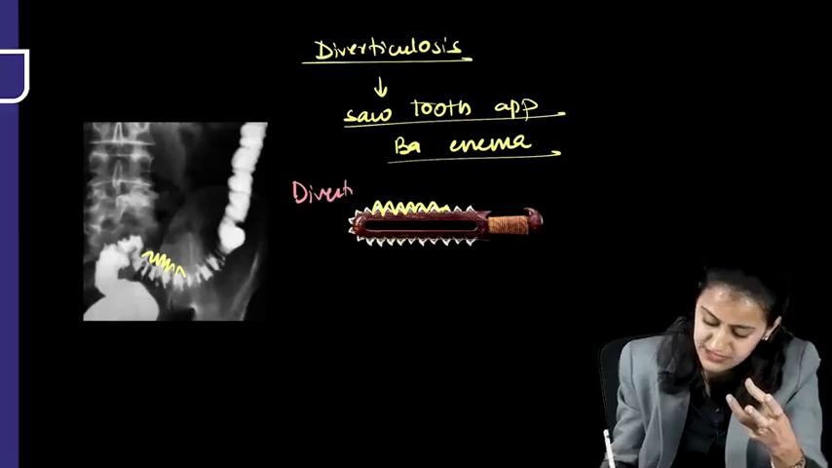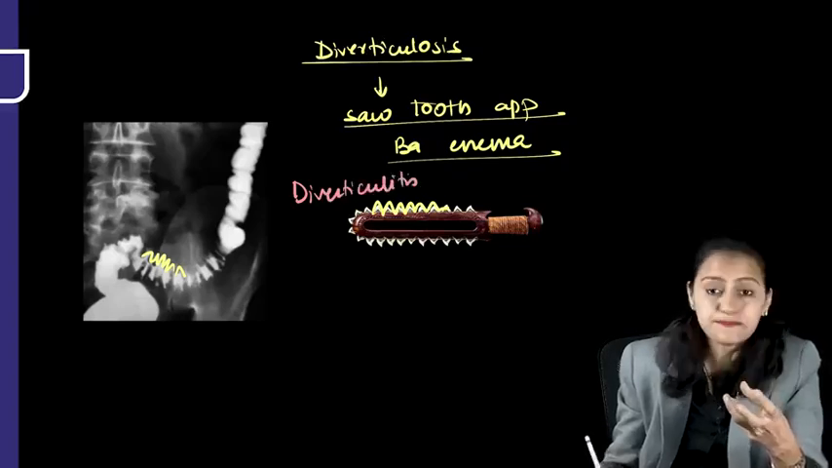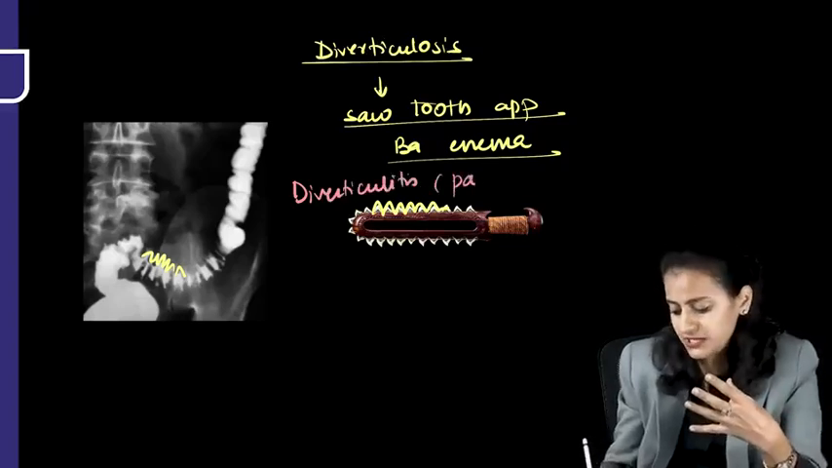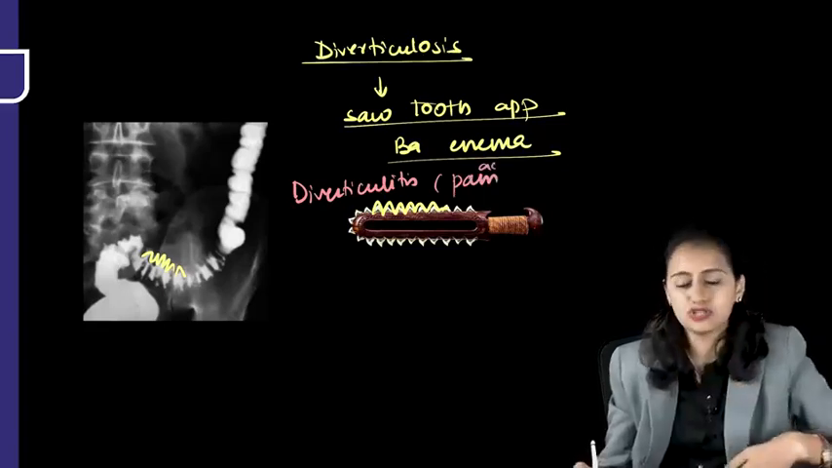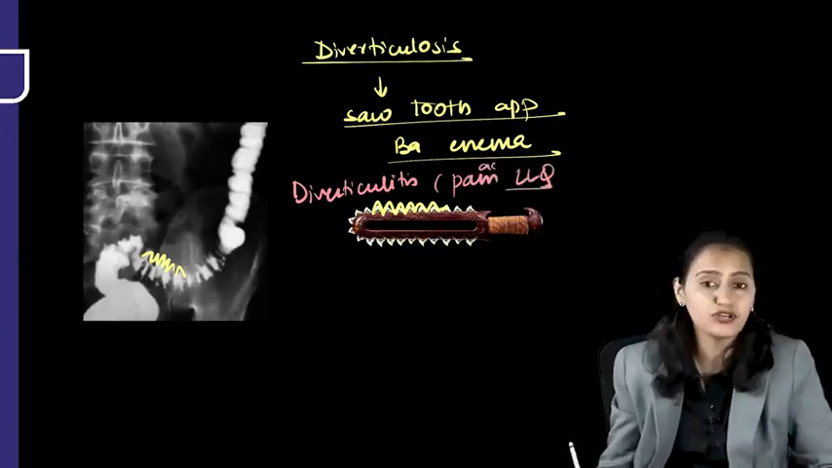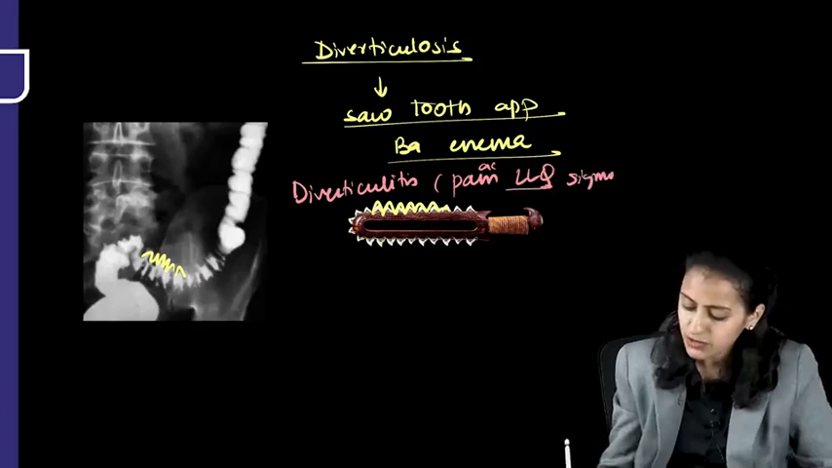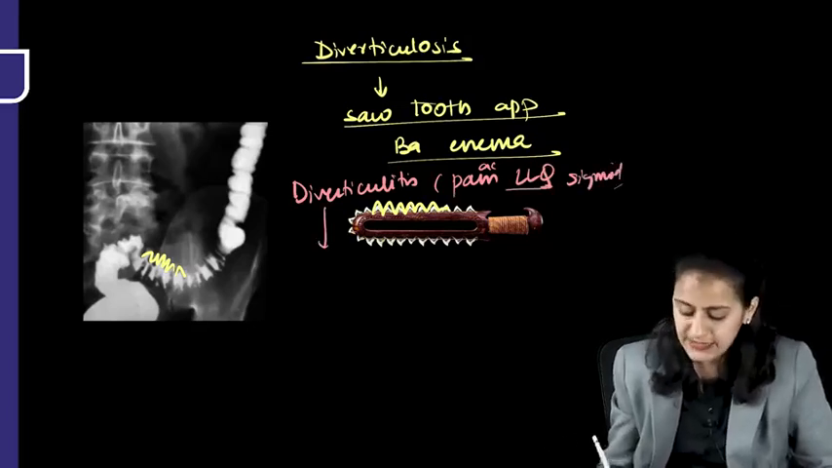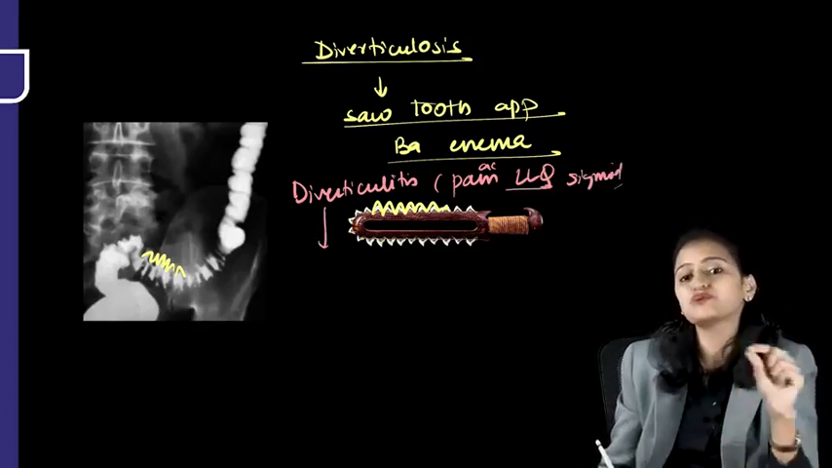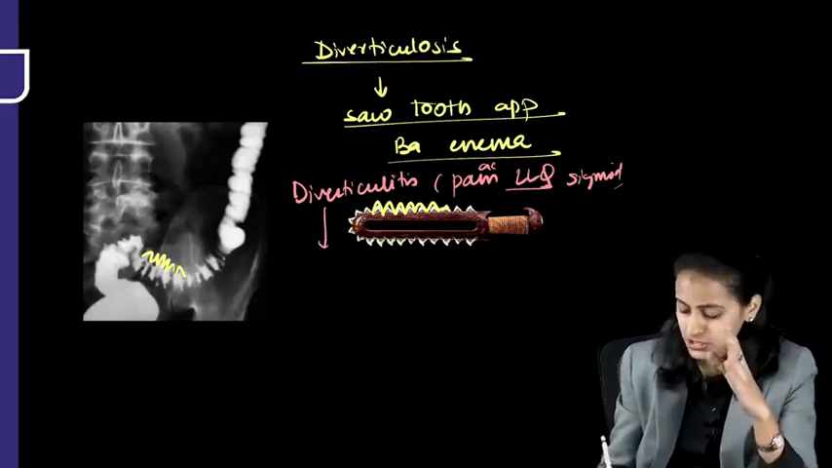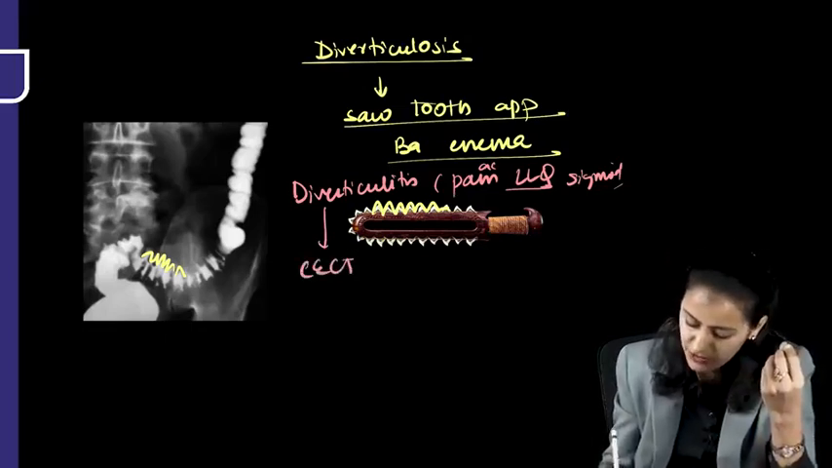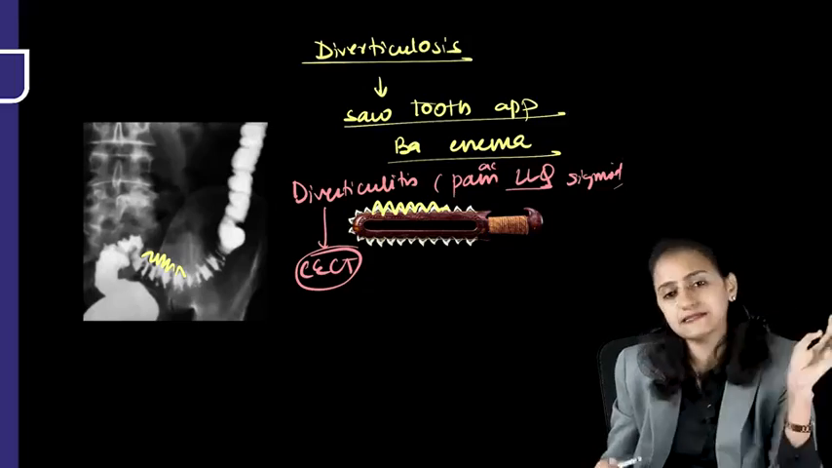So if this turns into diverticulitis, how will we know that? The patient will have acute pain, most commonly in the left lower quadrant, because the sigmoid colon is commonly involved. In that case, in acute inflammation, we don't do barium. That might lead to perforation. So here the investigation of choice would be CECT.